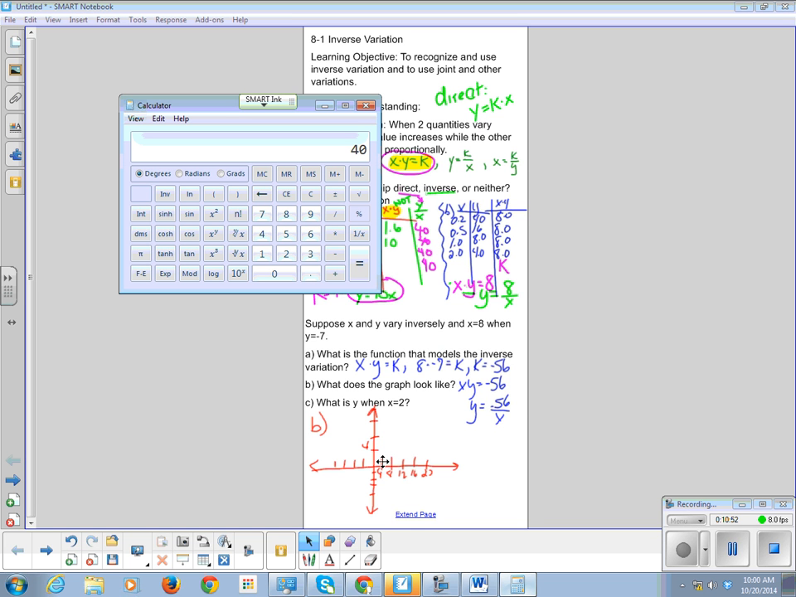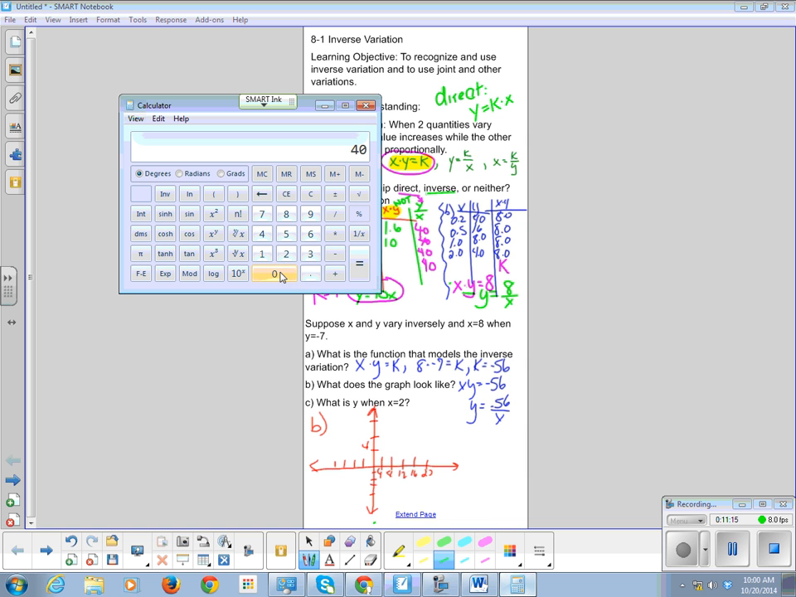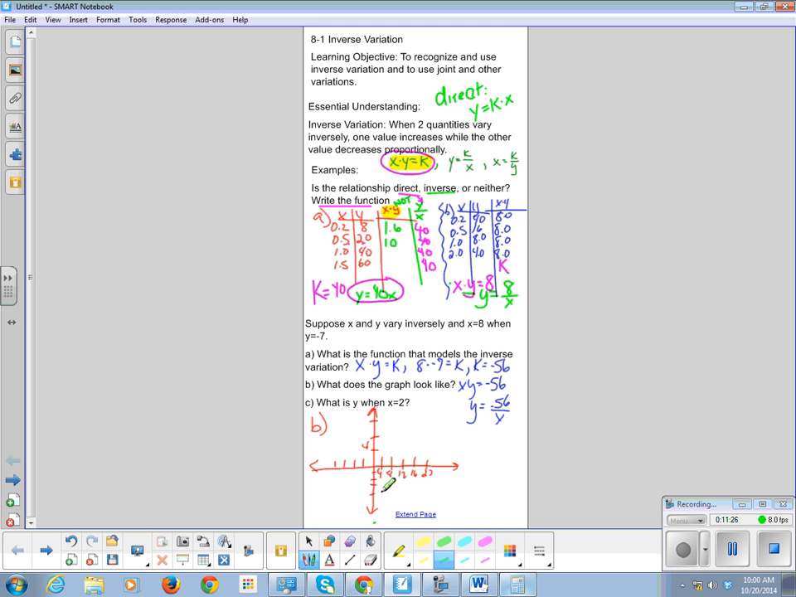So let's plug in, 1 is pretty easy, right? If I put 1 in for x, negative 56 divided by 1 is negative 56, that's really, really negative. So on my graph, that would be way down here. So let's plug in 4. Negative 56 divided by 4 is negative 14. So here's negative 16, that's right here. Let's plug in 8, negative 56 divided by 8.